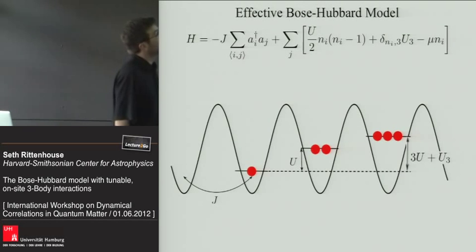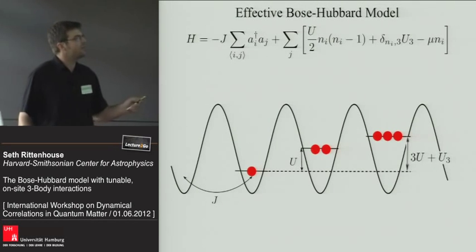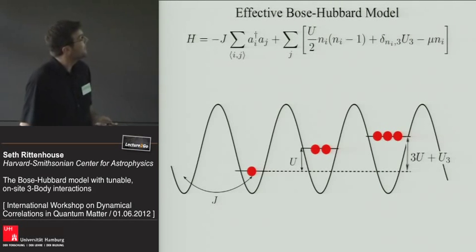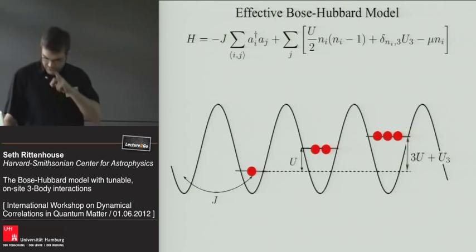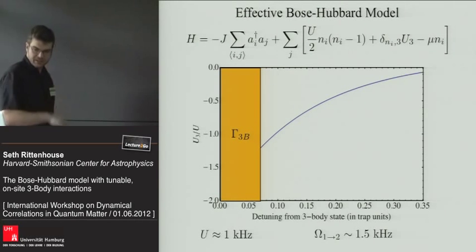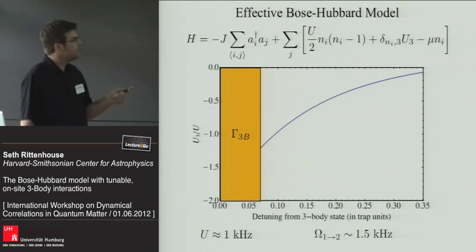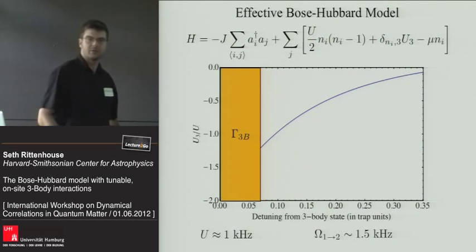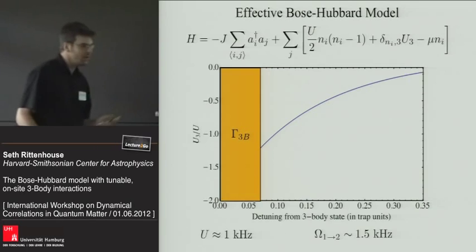One thing you want to know is, how big can we make this U3? Is it getting big enough to be useful in any way? You can do some quick calculations, and we find U3 in units of the 2-body interaction. Here the 2-body interaction is about 1 kilohertz, fairly smallish, but still a doable number.